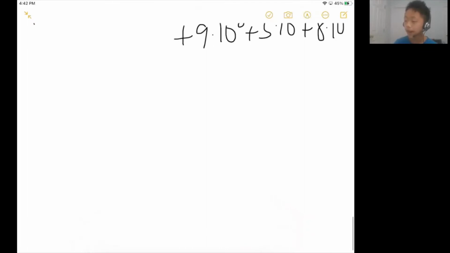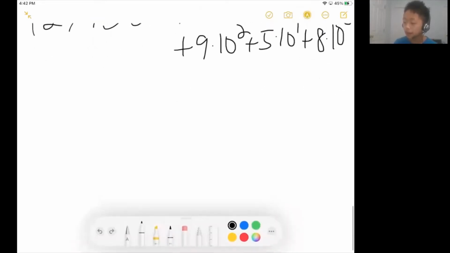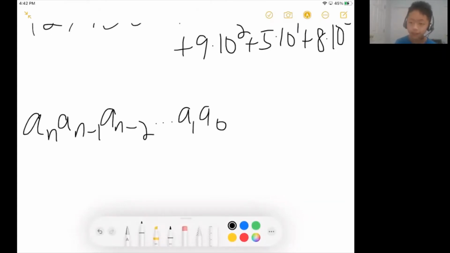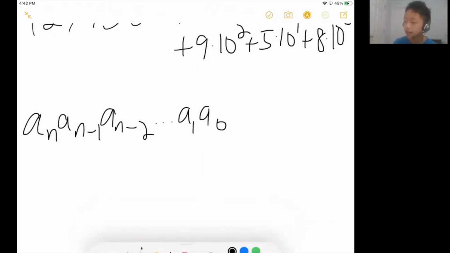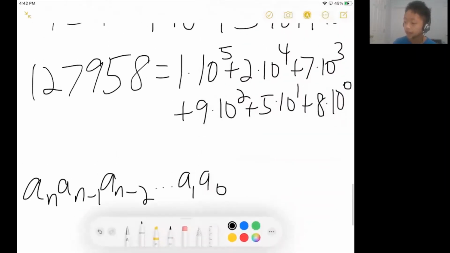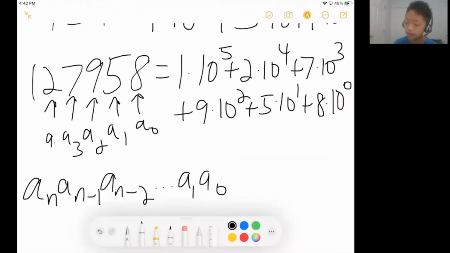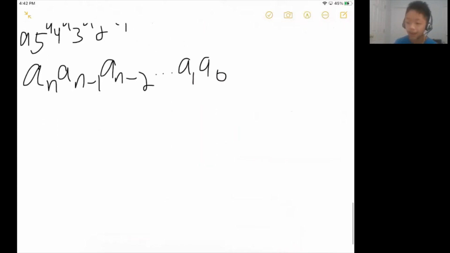So in general, if you had some number, instead of actual digits, let's use variables. So let's say you had this number, a_n, a_(n-1), a_(n-2), dot dot dot, a_1, a_0, where each of these variables represents a digit. You can think of this as a_0, this is a_1, this is a_2, this is a_3, this is a_4, this is a_5. Except in this case, we're doing a general case of a_n, a_(n-1), a_(n-2), all the way down to a_1, a_0.